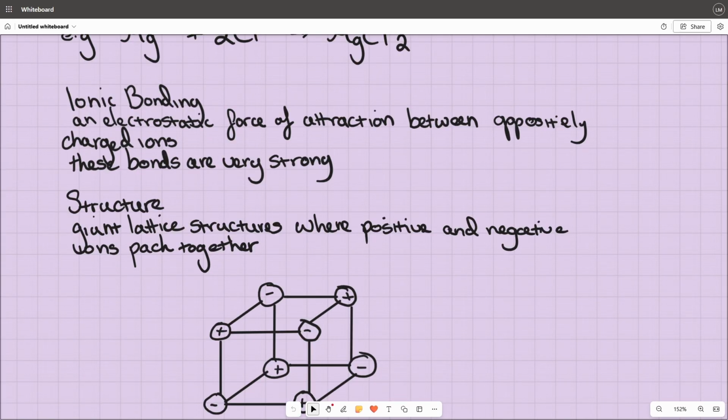So ionic bonding is an electrostatic force of attraction between oppositely charged ions. So this is 1 positive ion, 1 cation, and 1 negative ion, an anion, and these bonds are very strong.